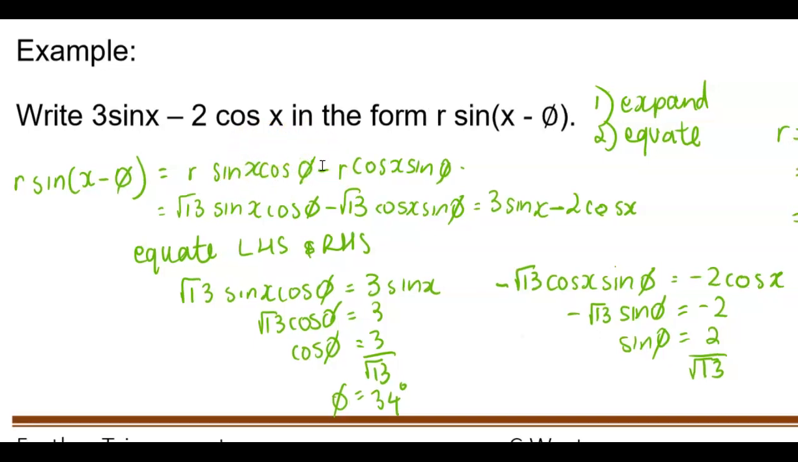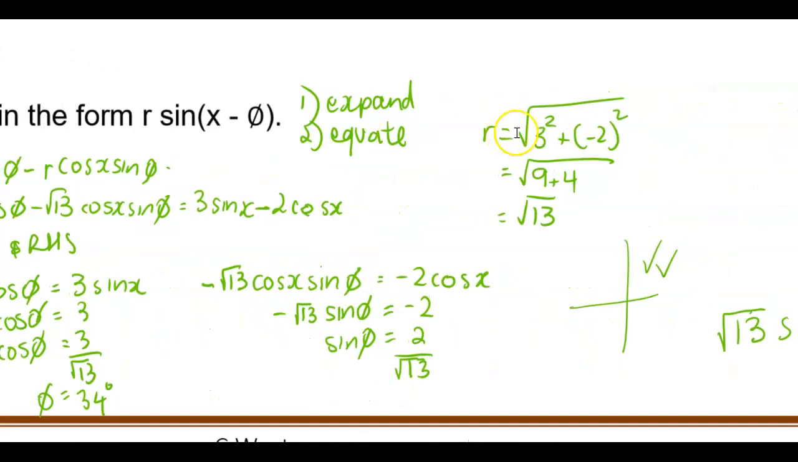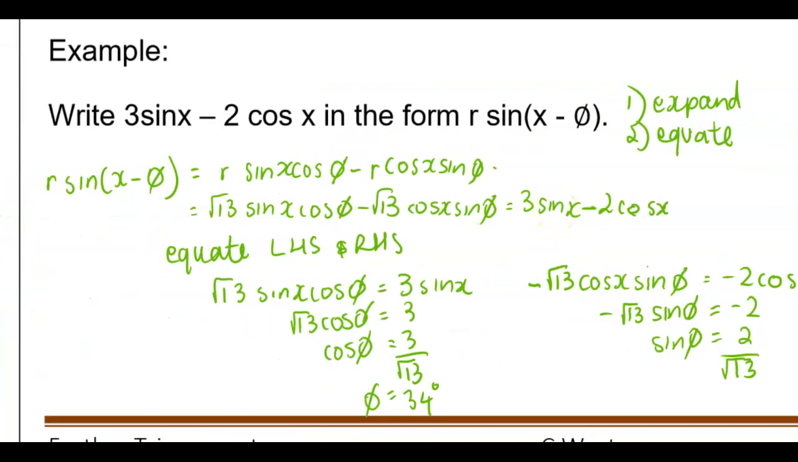We're going to work out what r is. So over here, r is the square root of a squared plus b squared, which we're going to end up with as root 13. Popping that in, I get root 13 sine of x cos of x minus root 13 cos of x sine of x. That's my expansion. This is what I originally started with. Okay, there's my a, my b is minus 2.